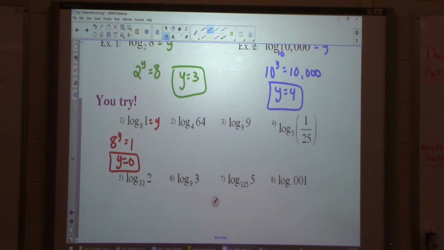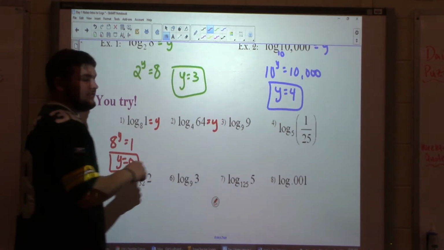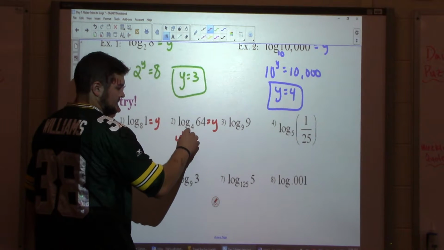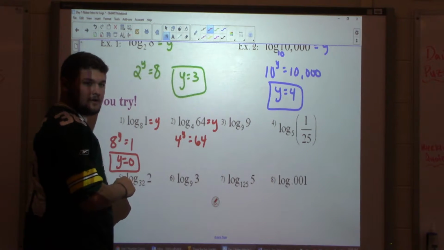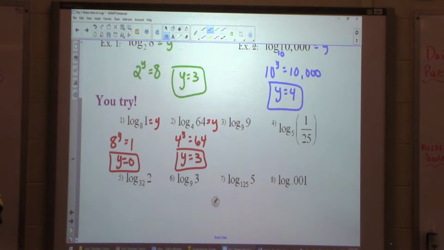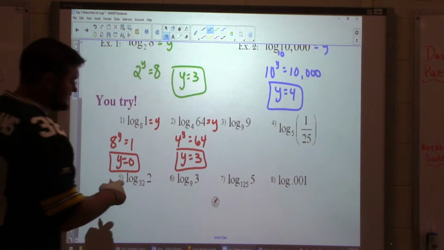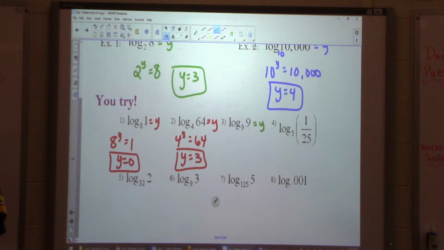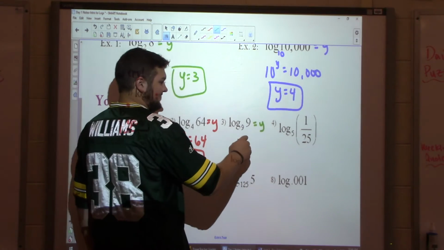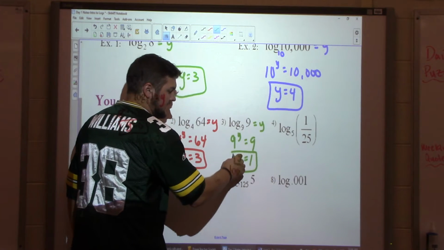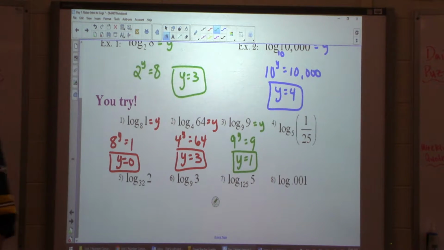Very good. Second one. Log base 4 of 64. How do I use an exponential, Isaiah? 4 to the y equals 64. And what'd you get for y? Y equals 3. Good. 4 to the third power is going to equal 64. Awesome. Log base 9 of 9. How do I write as an exponential? Bailey? 9 to the y equals 9. And we know y is equal to 1 because 9 to the first power equals 9.